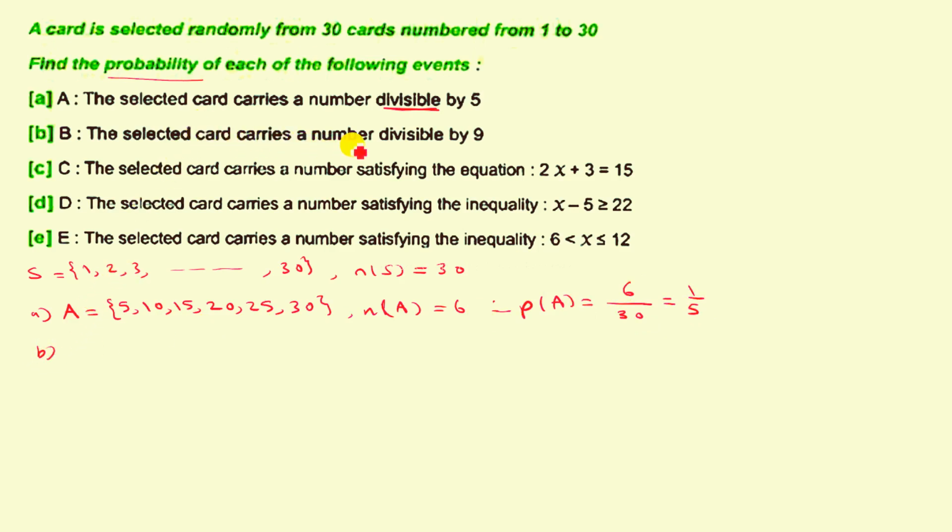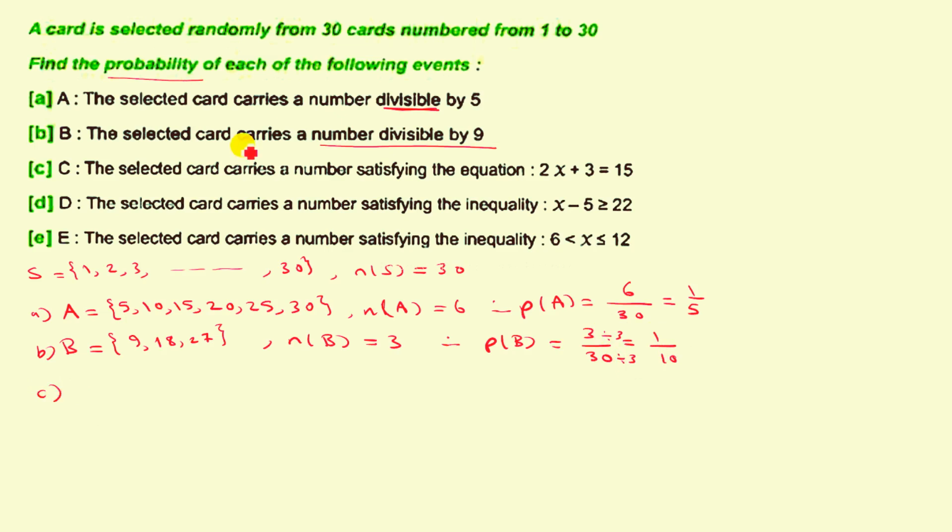Letter B. The selected card carries a number divisible by 9. So we get the multiples of 9: 9 times 1 is 9, 9 times 2 is 18, 9 times 3 is 27, 9 times 4 is 36, which is beyond 30. So we stop at 27, and the number of elements of event B is 3 elements. Therefore the probability of B is equal to 3 over 30. We simplify: 3 and 30 are divisible by 3. It will be 1 over 10.